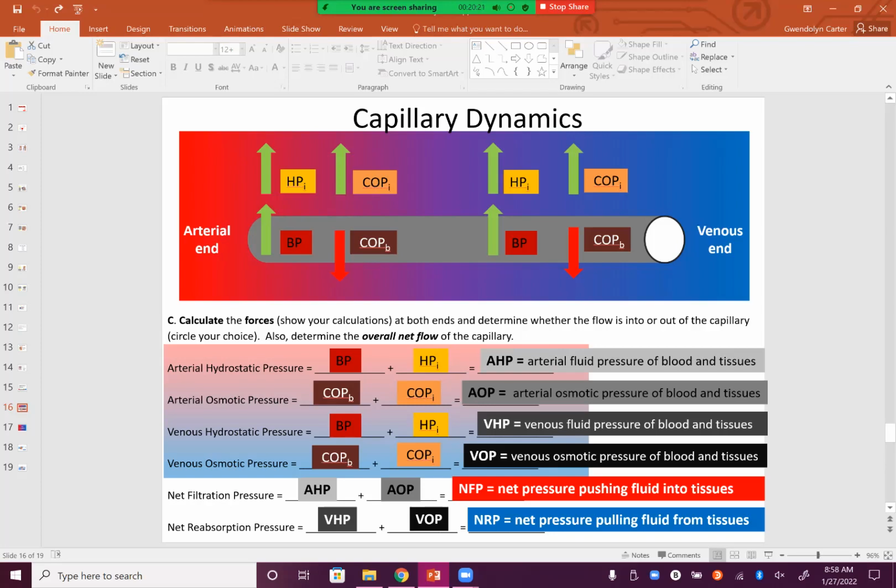So you do your arterial end, then your venous end, and then you're going to compare both. So this is where you want to keep up with your in versus out, making sure, okay, should I be adding or subtracting these numbers? So arterial end numbers, comparing them to each other to get your net filtration pressure. And then your venous end numbers, comparing them to each other to get your net reabsorption pressure.